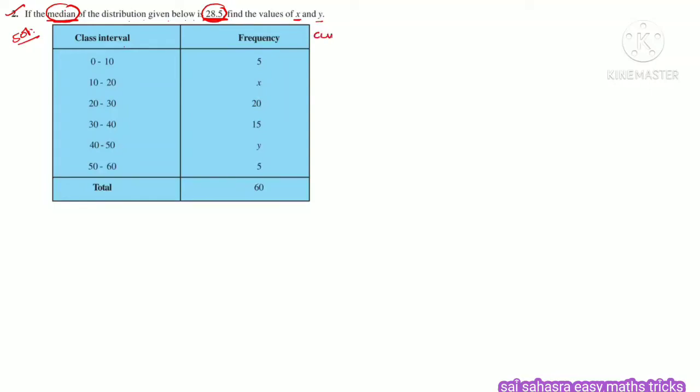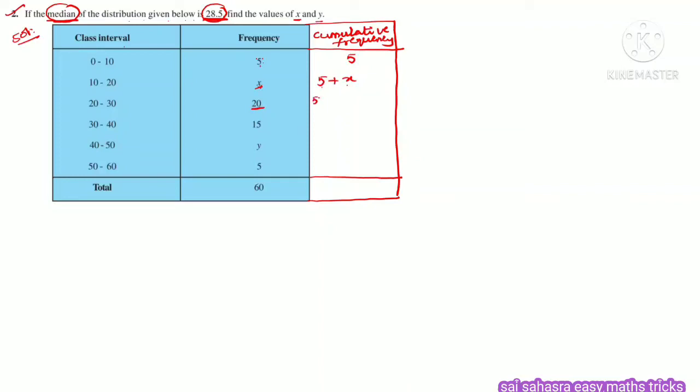Next one thing is to be added, that is cumulative frequency. Cumulative frequency is to be added to this. Okay. 5 before nothing is there, so that 5. Now in this line x is there, before that 5 is there, so this 5 plus x, previous number is to be added. Next for this 20, 5 plus x plus 20. 5 plus 20 is 25 plus x.